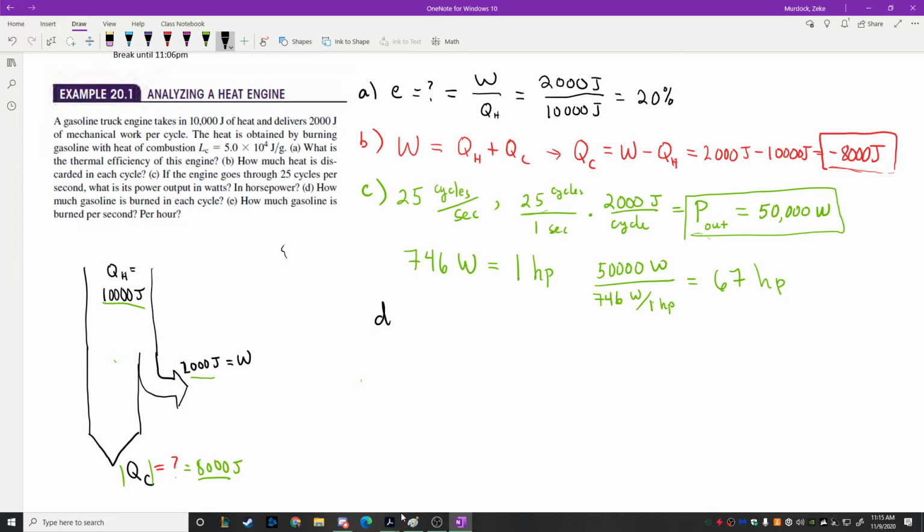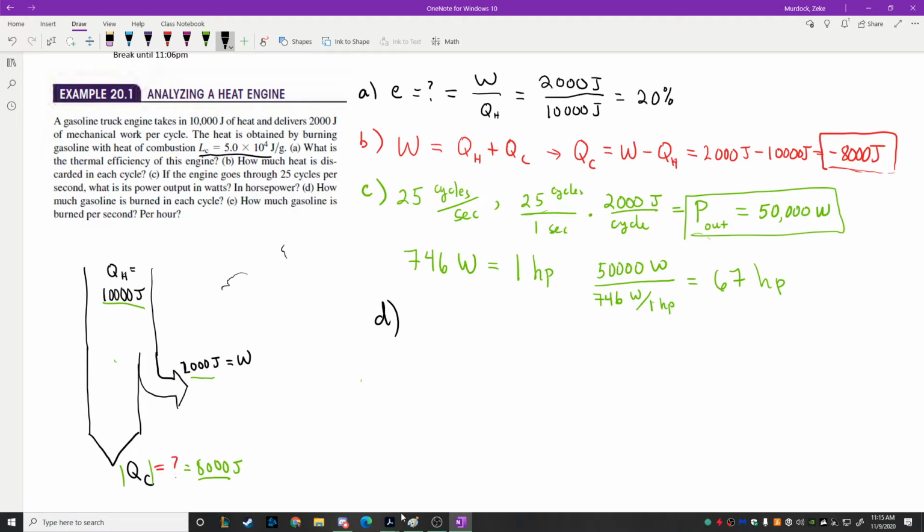Okay. Be sure to check that and make sure you don't get a different answer. That seems reasonable, though, because 70 times 7 is about 49,000. So yeah. Part D. How much gasoline is burned each cycle?